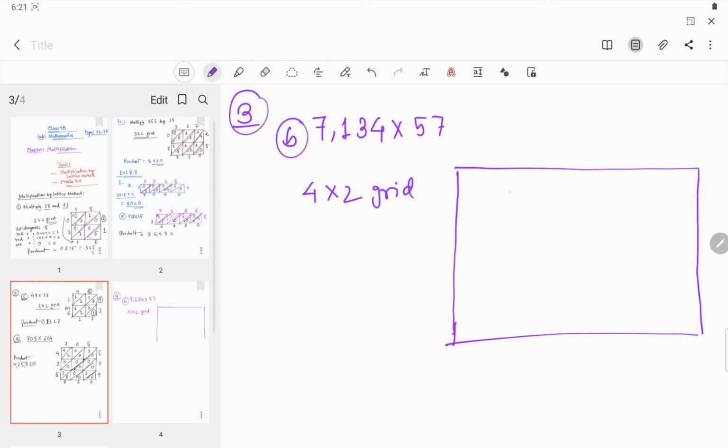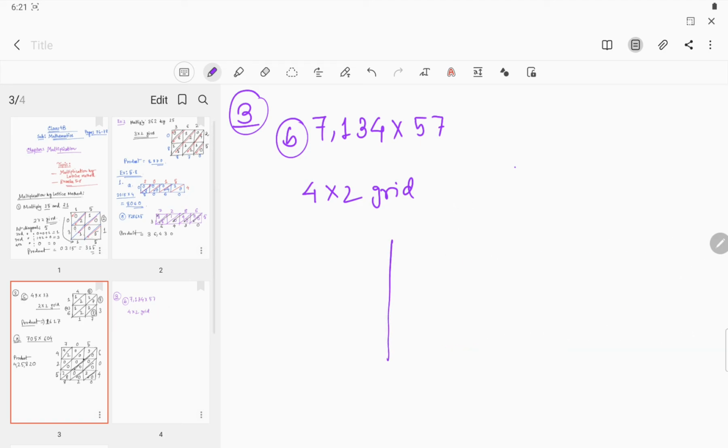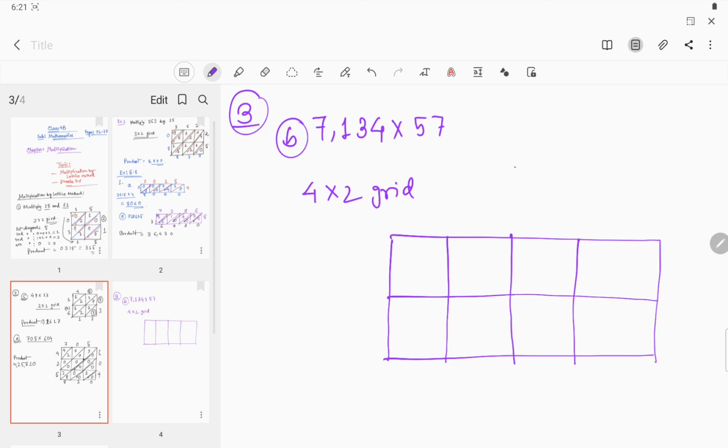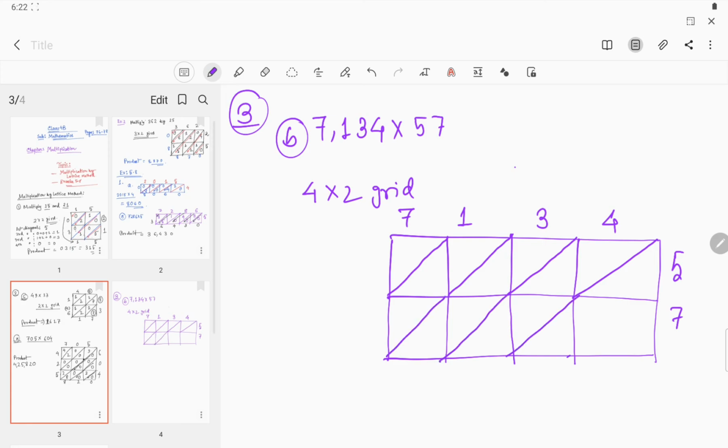That means 2 rows, and 1 2 3, that means 2 rows and 4 columns. So this is a 4 by 2 grid. Now arrange the numbers around the grid. So write down horizontally 7 1 3 4 and 57 vertically. So I have drawn, and now draw the diagonal in each box, right? So I have drawn. Now let's start the multiplication.